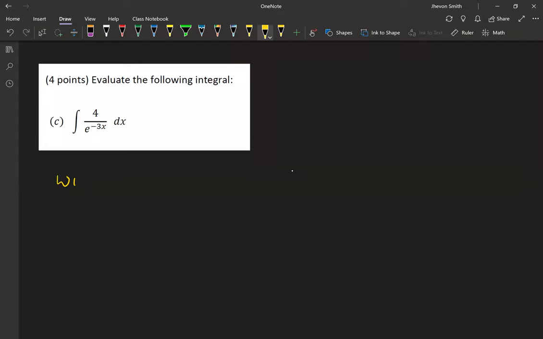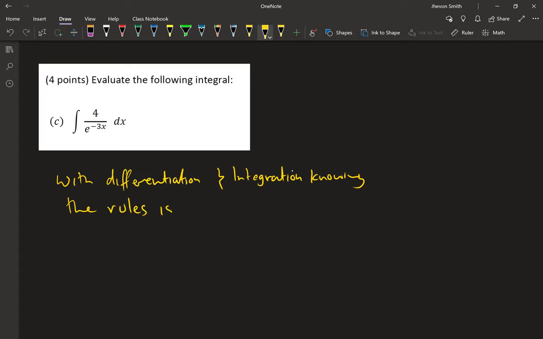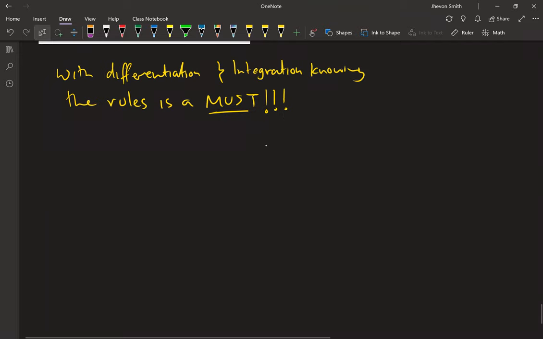So with differentiation and integration, knowing the rules is a must. If you don't know all the rules by heart, you do want to definitely spend some time today and learn those. So when it comes to integration, there are two rules that you should know with regards to the exponential. The integral of e to the x is, maybe someone else can answer, what is that? E to the x. Plus c. Plus c, don't forget the plus c. Okay, so e to the x plus c.